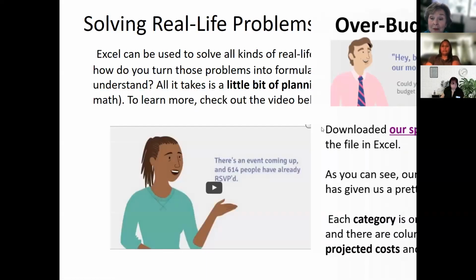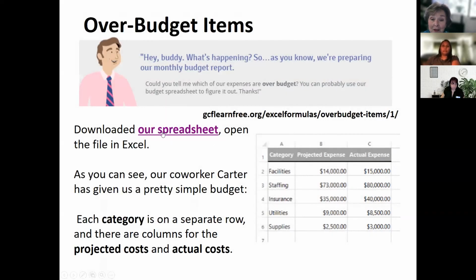So now let me get back to our other lesson. I sent you some exercise files, and you may want to try moving and working with them as we go along. That's called our spreadsheet, and the one we're talking about now is over budget items. So here we have a coworker who has given us a simple budget. We have our category, what our projected expense is, and our actual expense. And so there are separate columns for projected and actual.